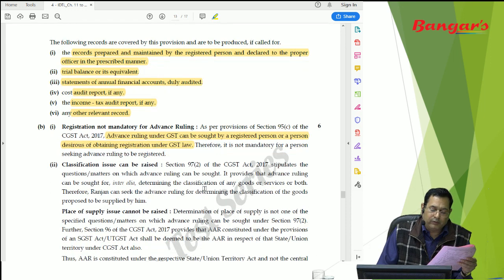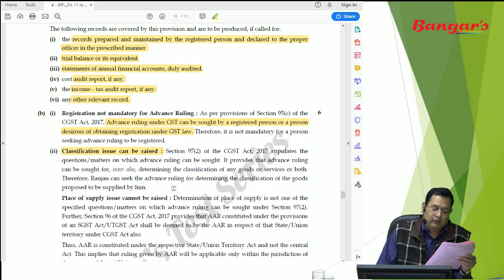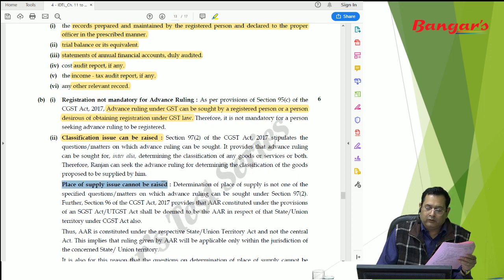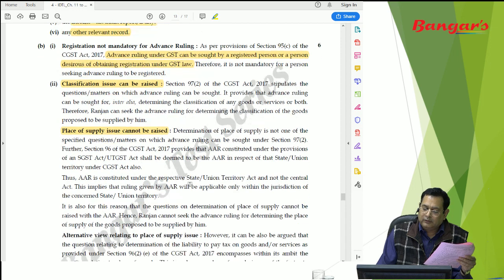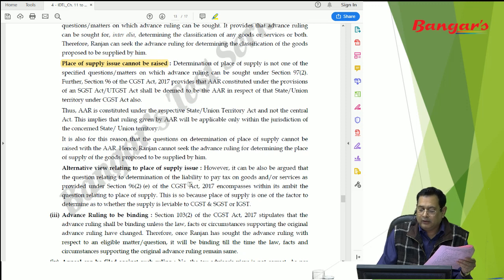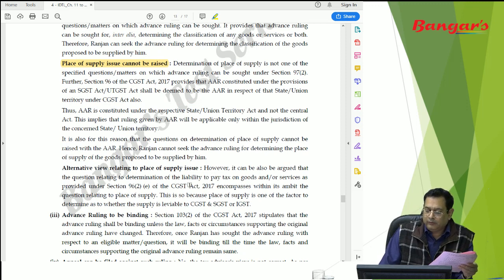Can classification of goods matters be raised? Yes, they can be raised. Relating to place of supply matters, actually that is not listed in the matters in respect of which advance ruling can be sought. Therefore, it has not been specifically listed. However, whether a supply is a taxable supply or not depends upon place of supply. So, a contrary view is also there. Since whether a supply is a taxable supply or not depends upon where the place of supply is, in that particular circumstance, the place of supply issue can also be raised.